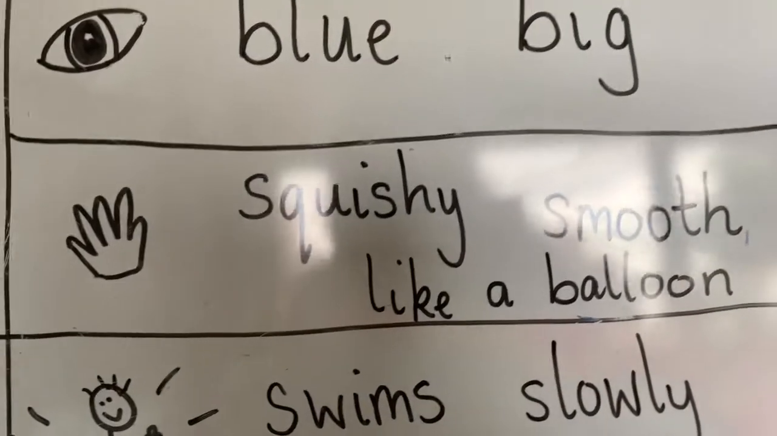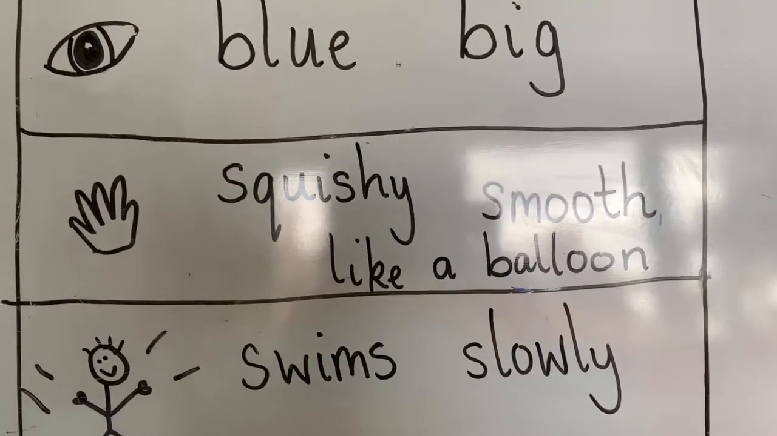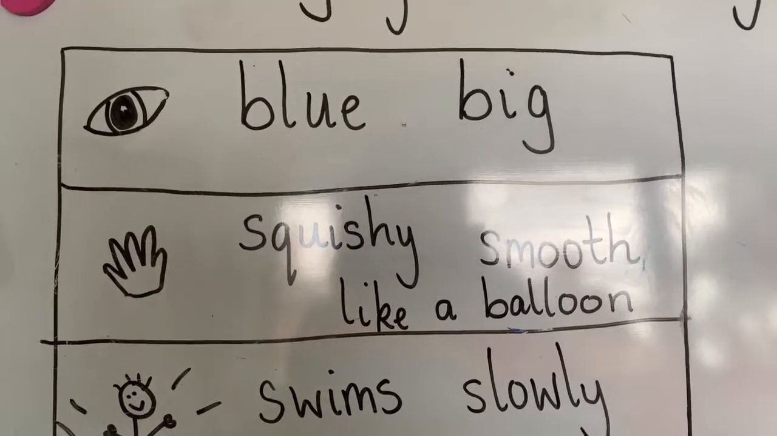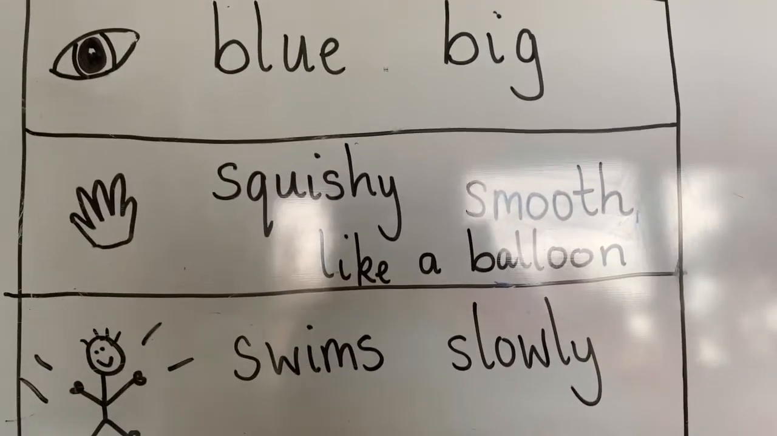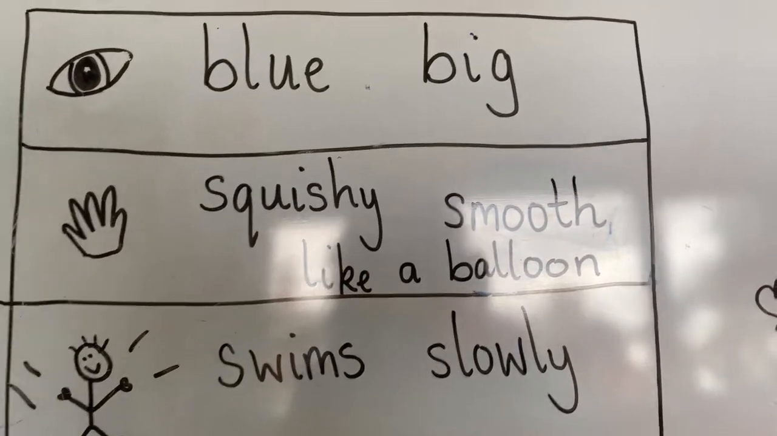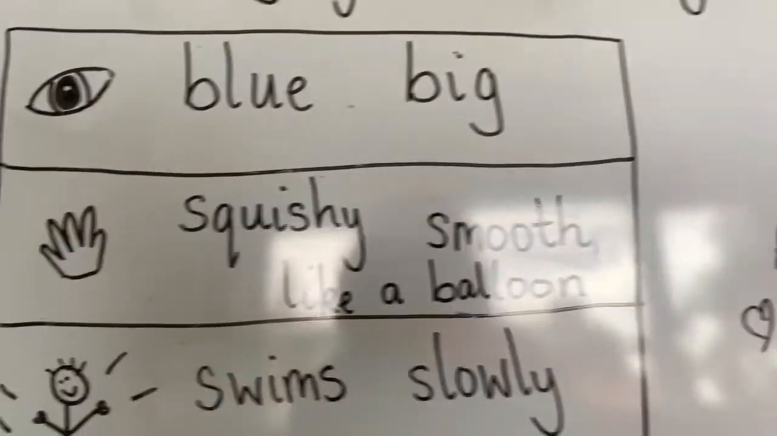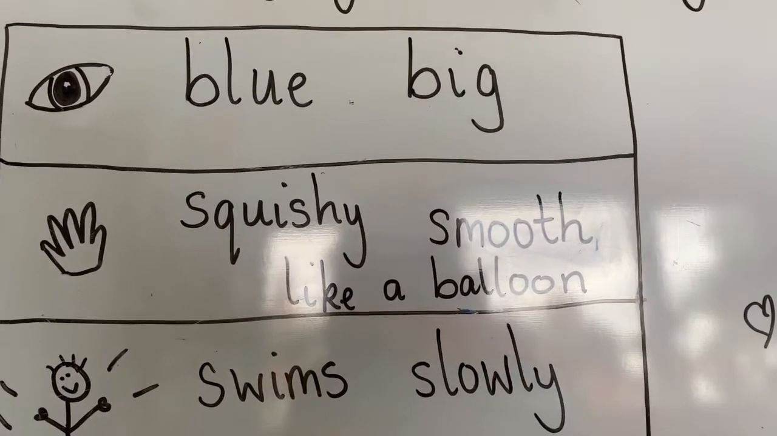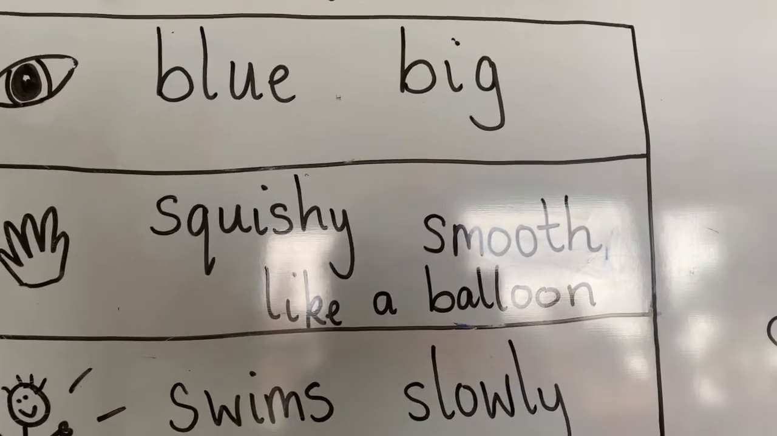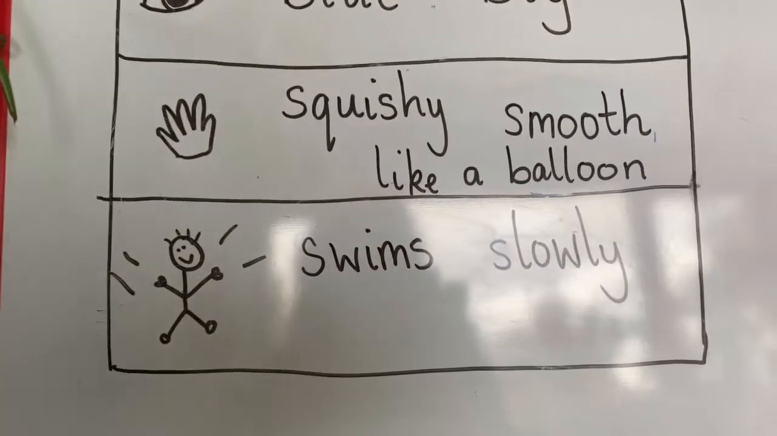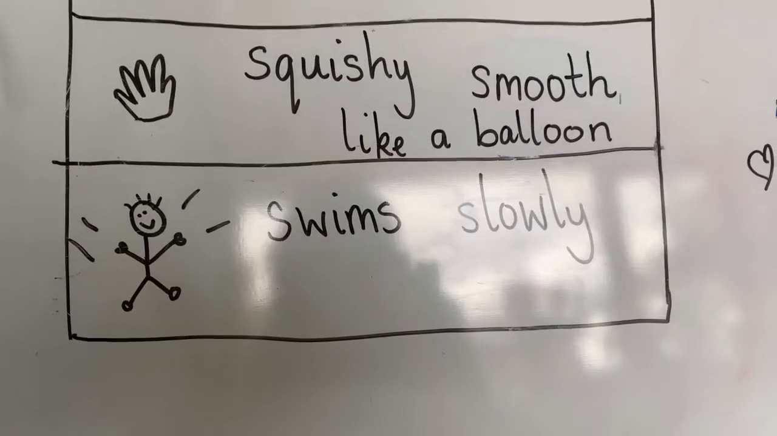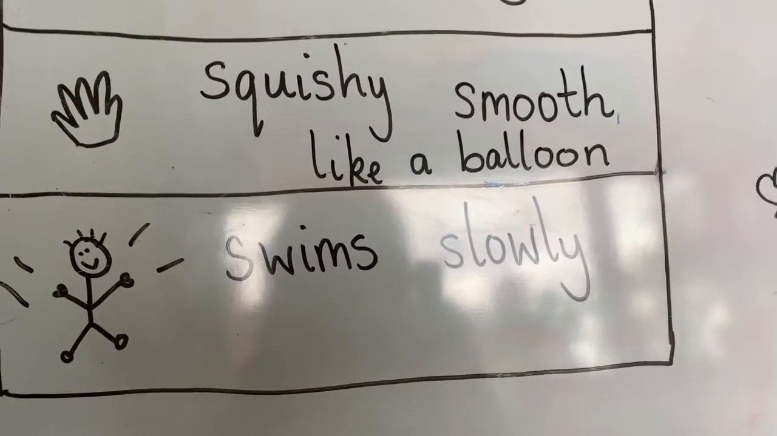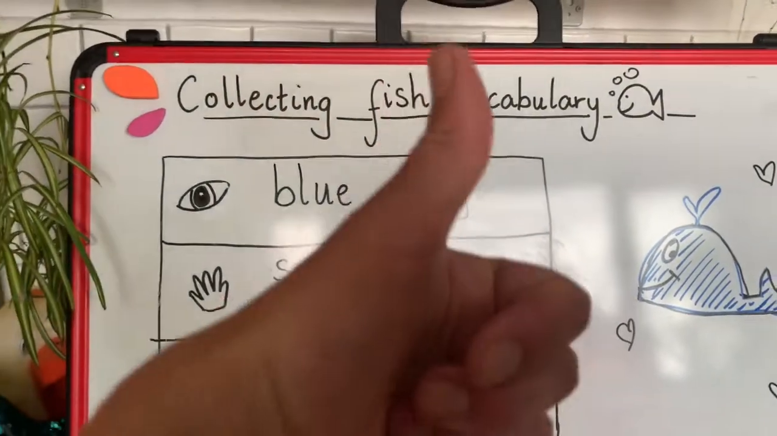And underneath, I have thought about what the whaley might feel like. Now, Miss Lester has never touched a whale before, so I had to use my imagination. I've put squishy, smooth, and I think a whale might feel a little bit like a balloon if you touched it. And then finally, I've thought about how the whale moves, and I have put the whale swims slowly. Okay?